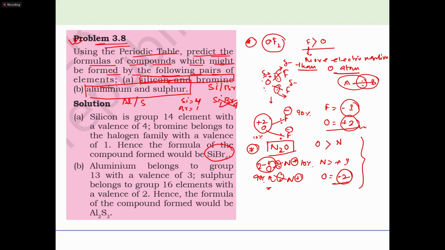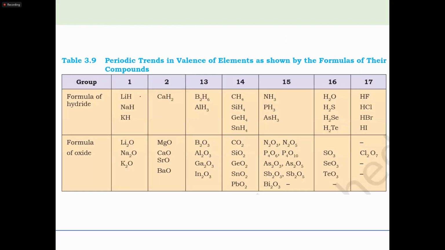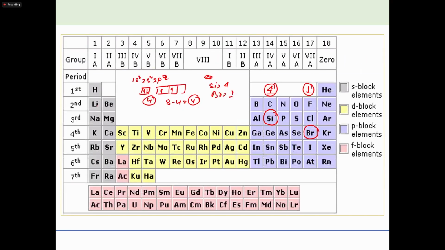So in this array, silicon has valency 4, you just write it below the bromine, and you know that the valency of bromine is 1, you just write it below the silicon. So it will be the chemical formula of this compound, SiBr4.